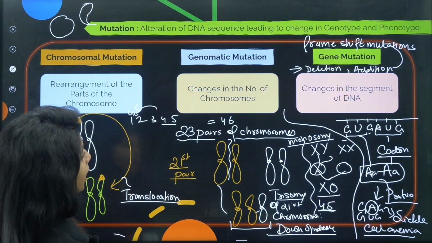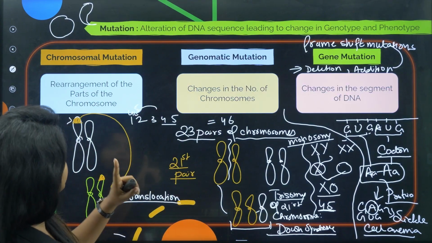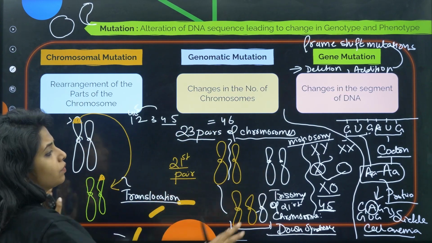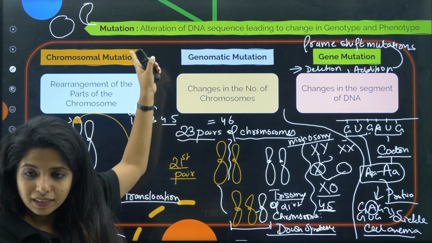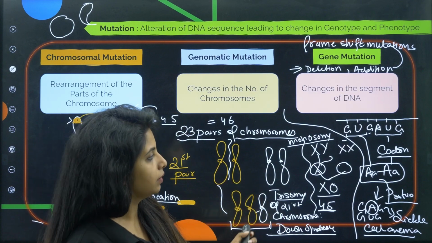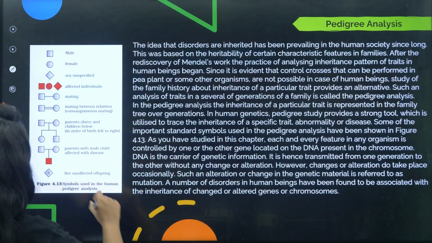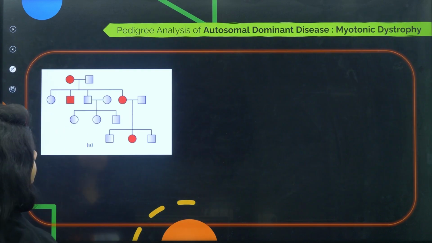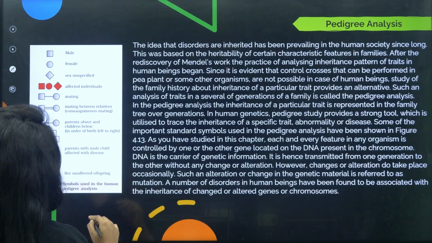Cool. Going ahead, what do we have? Yes, we studied chromosomal, genomic and gene mutation. Please just understand the basics of this. Even if you do not remember these terms, it's fine. Now going ahead, we have pedigree analysis. So pedigree analysis, let's see.